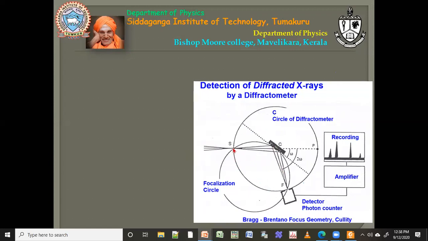Your X-ray tube is moving, and your detector is also moving. Your X-ray tube moves like this, and the detector moves the other way. This has to be rotated by maybe 180 degrees, or maybe 175 degrees, because your sample won't be like this. This is just for explanation; you can find it in the Cullity textbook. So X-ray is falling here, and you are getting the diffracted data in the detector.